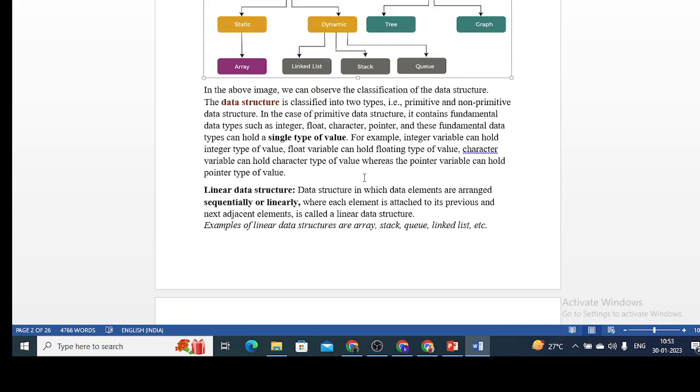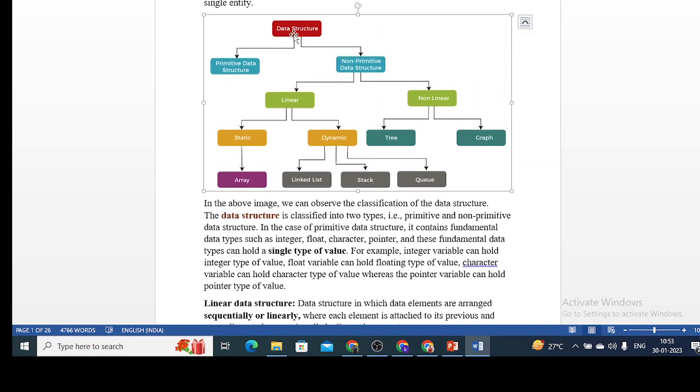So this is the first question which we have done. Data structure is categorized into two categories, that is primitive and non-primitive. Non-primitive is again linear and non-linear. In linear, we have static and dynamic. Static means fixed memory location, whereas dynamic means changing. We have the types also for dynamic. We may have linked list, stack and queue. And non-linear means trees and graphs.